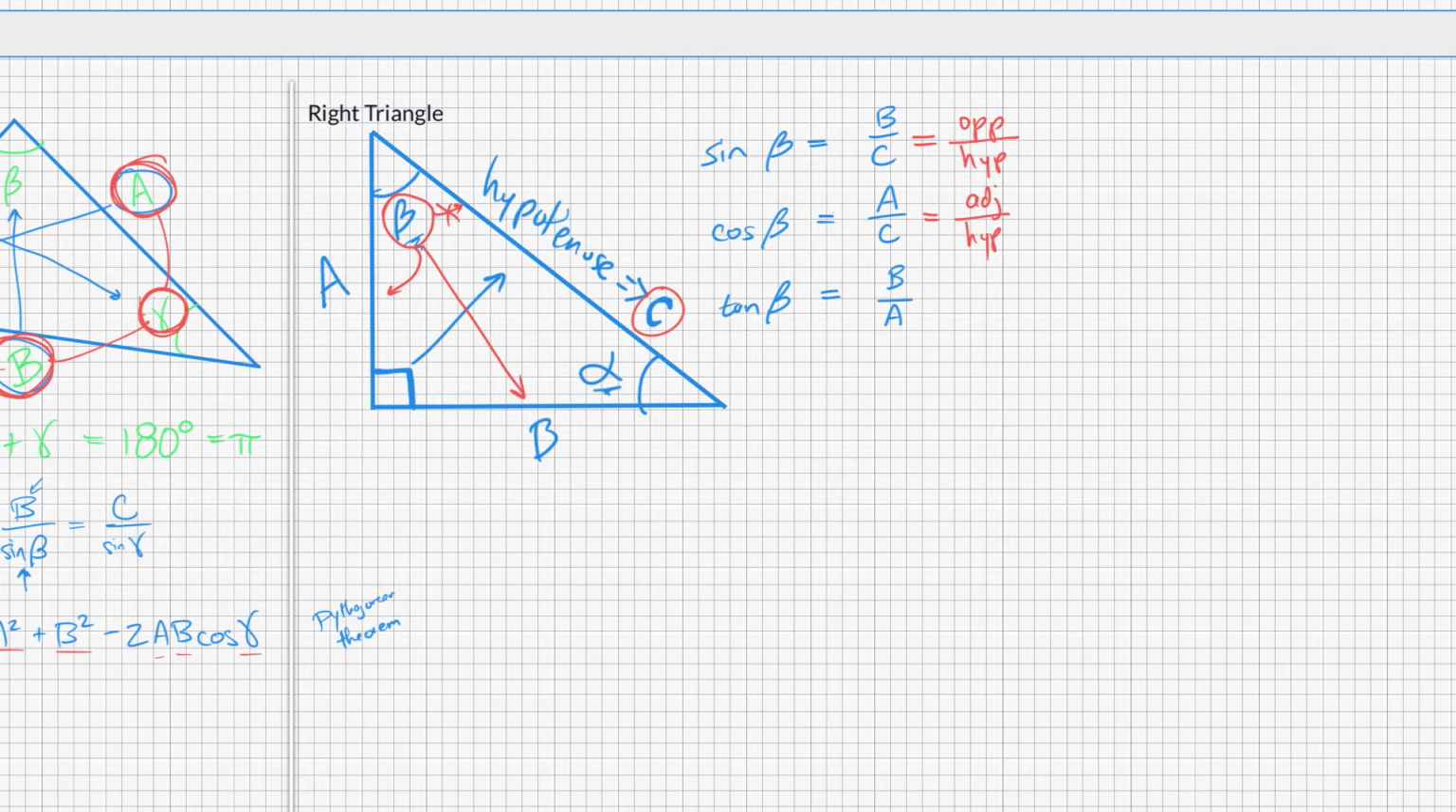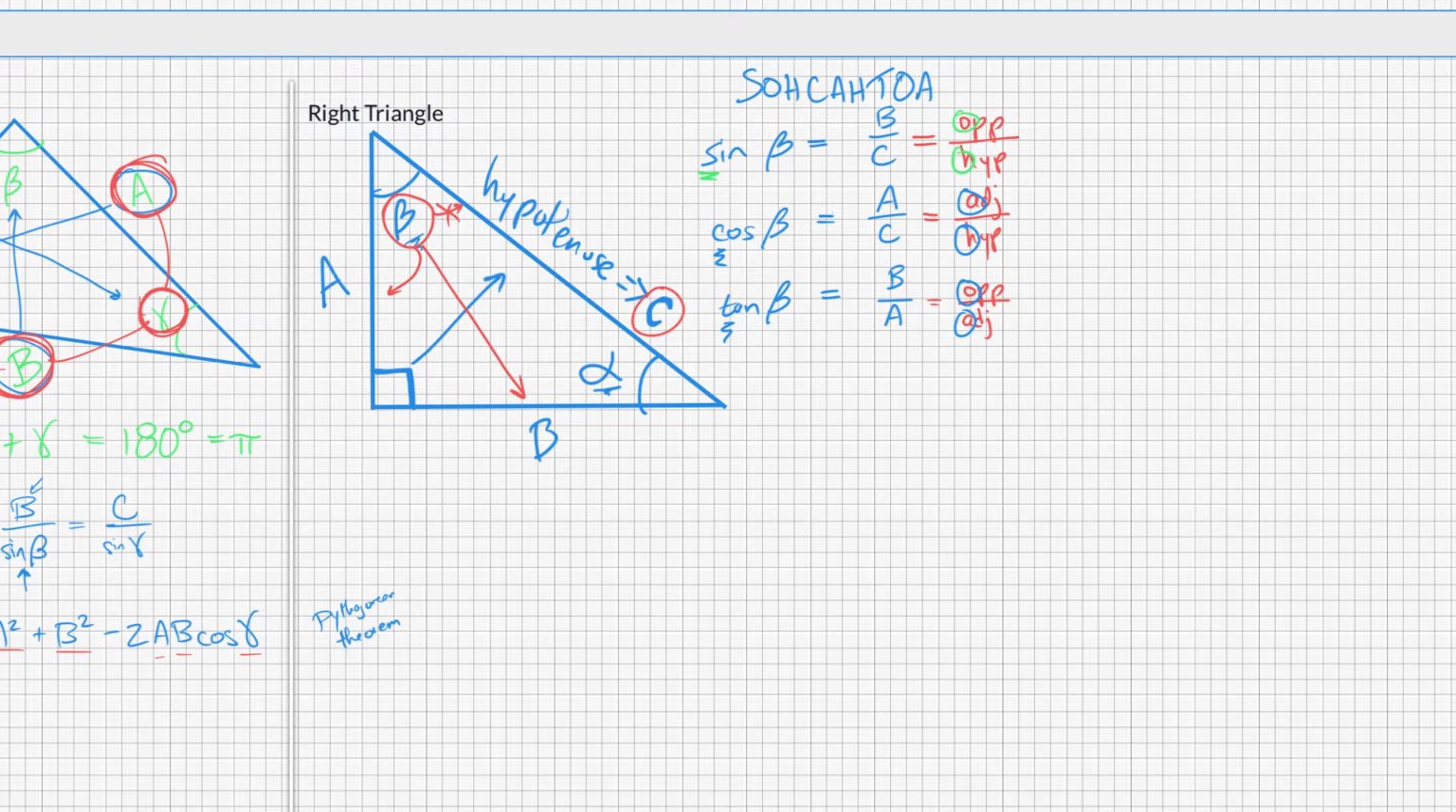And then the tangent is the one that doesn't use the hypotenuse. So we're using the B, which is across, which is the opposite, over the, not the hypotenuse, excuse me, the adjacent. Okay, and this is the way that we always remember this. The way this is usually taught is sine opposite hypotenuse, cosine adjacent hypotenuse, and tan opposite adjacent. SOHCAHTOA.